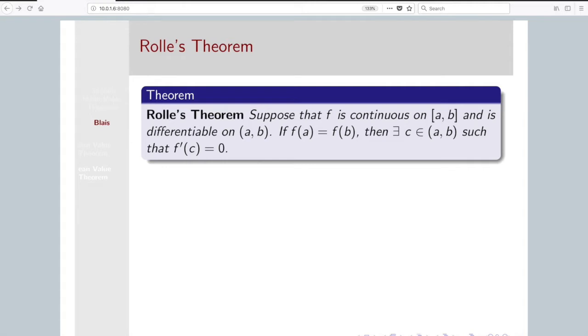So Rolle's theorem says, suppose that f is continuous on the closed interval AB, and is differentiable on the open interval AB. If f of A equals f of B, then, remember backwards capital E means there exists, there exists a value C in the interval AB such that f prime of C equals 0. Seems complicated, but when we draw a picture, this becomes quite a bit simpler.